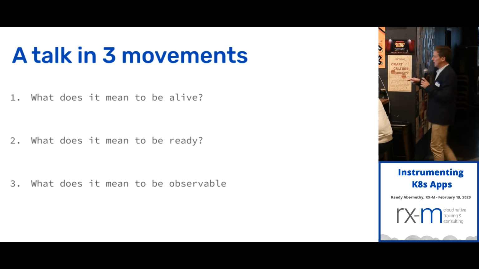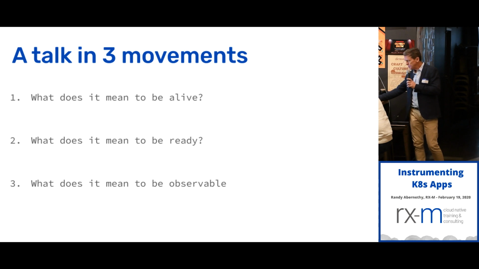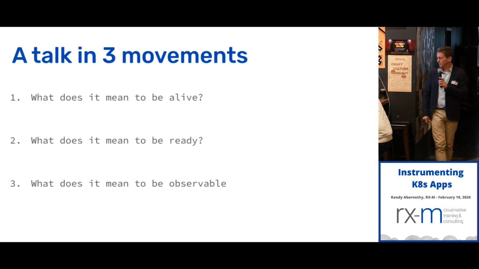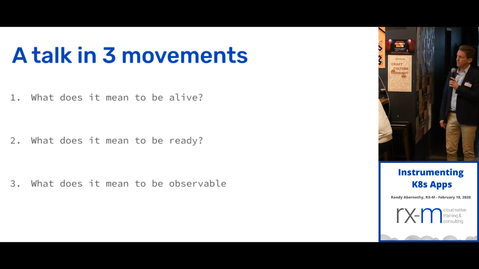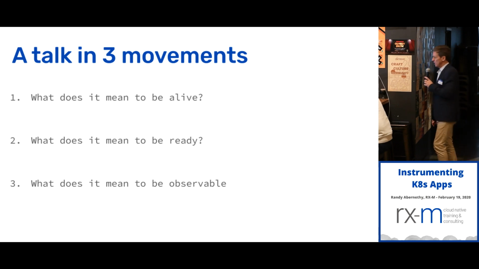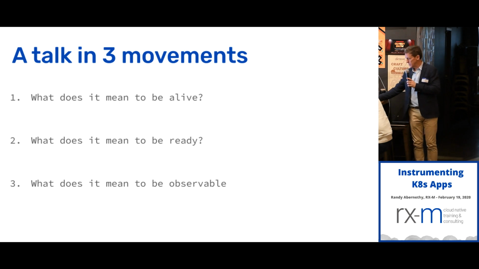And so in this first talk, we're going to kind of take a look at each of those things: liveness probes, readiness probes, and metrics endpoints. So, what does it mean to be alive? What does it mean to be ready? And what does it mean to be observable? And we're going to abbreviate the observability piece just because of the time limit that we've got.